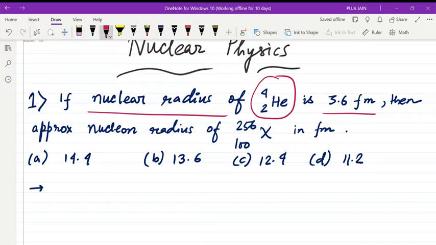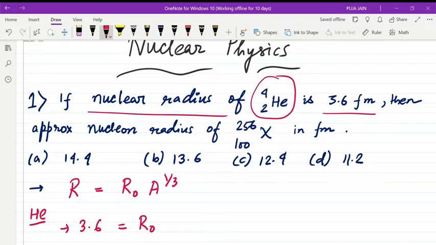ठीक है, तो क्वेश्चन व्हाट दे हैव आस्क्ड, they have said if nuclear radius of helium is 3.6 fermi-meter, then what is the approx nucleon radius of 25600 x? X is the name of the compound. Okay, so we know the formula r, that is the radius, is equals to r naught, which is a constant, a to the power 1/3. Okay, so for helium they have given the value of r as 3.6 Fermi meter. R naught we don't know, and A is 4. 4 to the power 1/3.